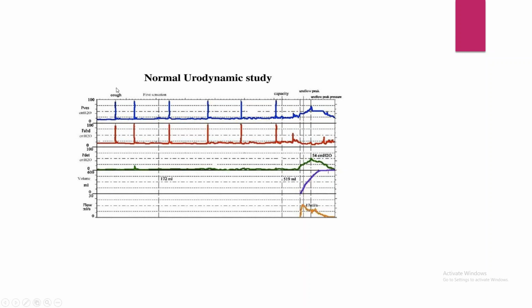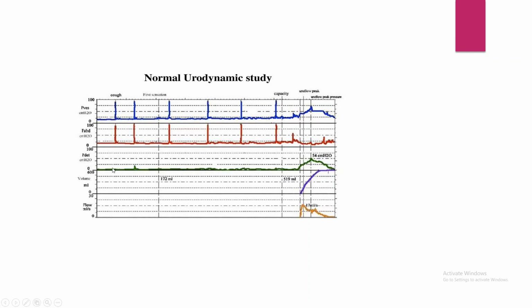Next thing is during cough. Can you see these are the cough impulses? Intermittently the patient is asked to cough, and during that cough there is acute rise in both vesical and abdominal pressure, but there is no rise in detrusor pressure. Can you see this?